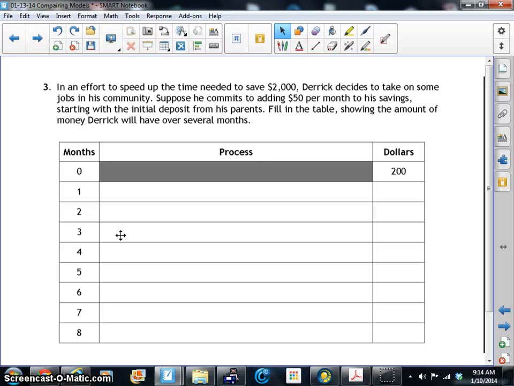In an effort to speed up the time needed to save 2,000, Derek decides to take on some jobs in his community. Suppose he commits to adding $50 per month to his savings, starting with the initial deposit from his parents. Fill in the table with the amount of money Derek will have over several months. We start out with that 200. Then 200 times 1.10 plus an extra $50 that he puts in that month. That's 220 plus 50, which is 270.